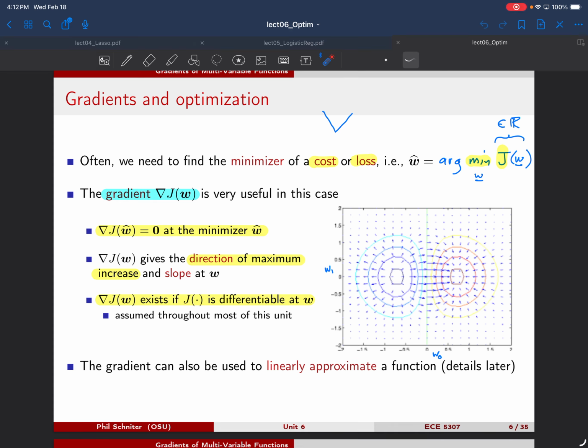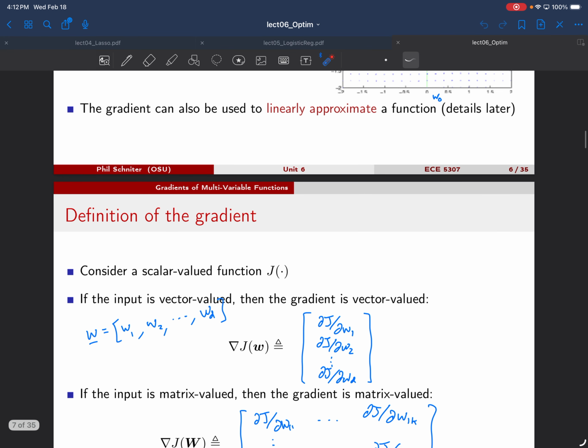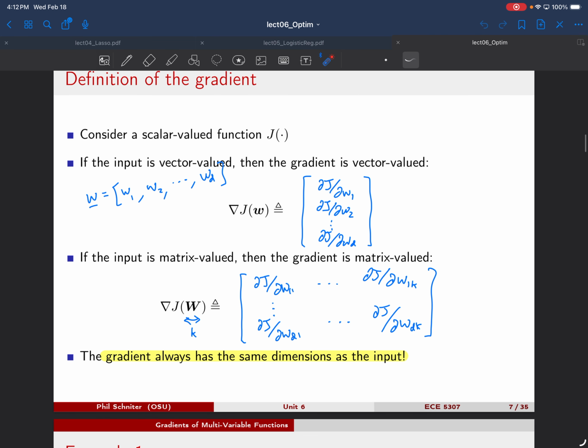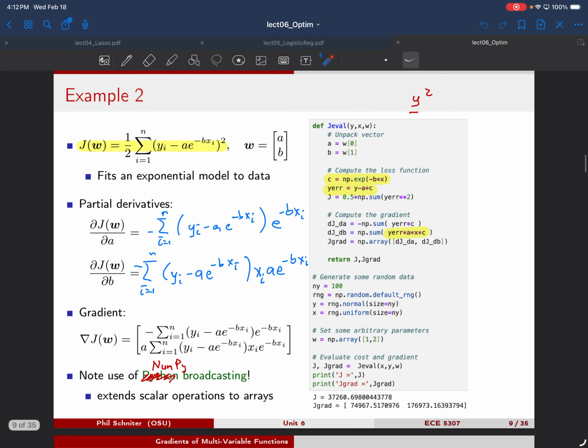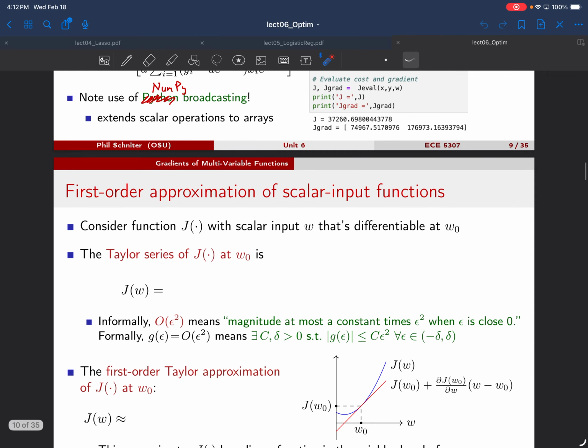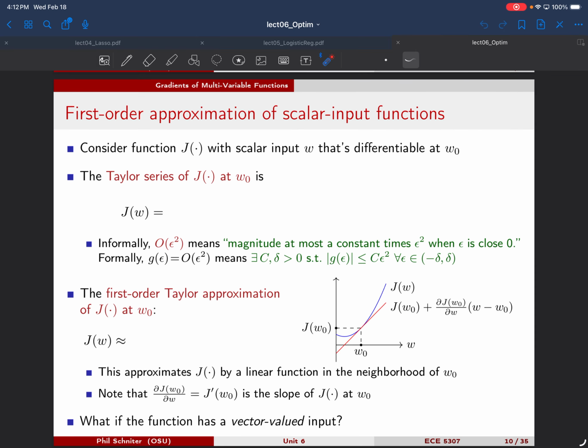And we're going to be assuming that we have these differentiable functions where the gradient exists everywhere. So we define the gradient. If we have some parameters we're optimizing, they could be a vector, a matrix, or a scalar. The gradient is basically the matrix of partial derivatives with the same shape as the parameter you're optimizing. We looked at a couple of examples, and so now we're ready to talk about first order approximation.